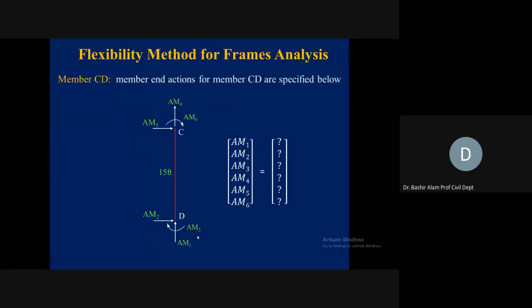Similar procedure is now repeated for member CD. So again, we label the member end actions. You see here upward, rightward, and then clockwise, AM1, 2, 3, 4, 5, 6. Here you can see, and we designate them as our unknowns. And this is now our reference for the positive directions.